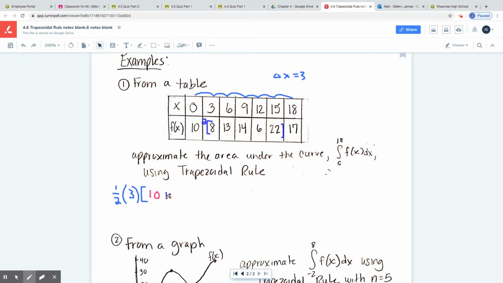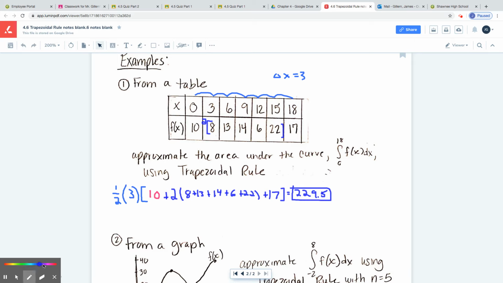So it's 10 plus, I'm just going to do 2 times parentheses, 8 plus 13 plus 14 plus 6 plus 22. That ends it, and now the end, 17, because that only gets added in once. Now, you could have done 2 times 8 plus 2 times 13 plus 2 times 14 plus 2 times 6 plus 2 times 22. I just did this, it's less to enter in the calculator. All right, let's punch that in the calculator and see what we get. And you get an answer of 229.5.